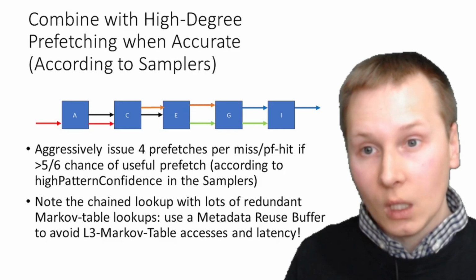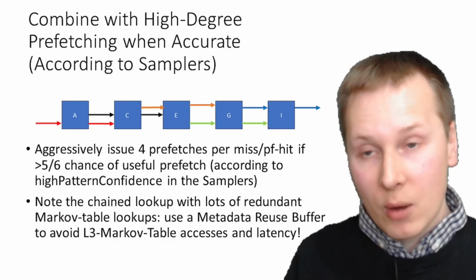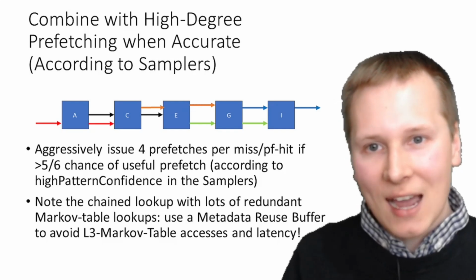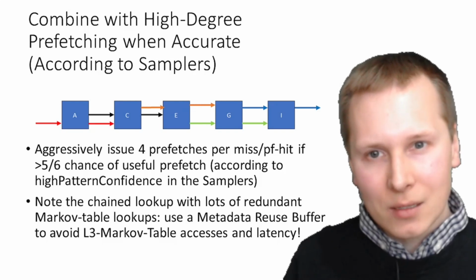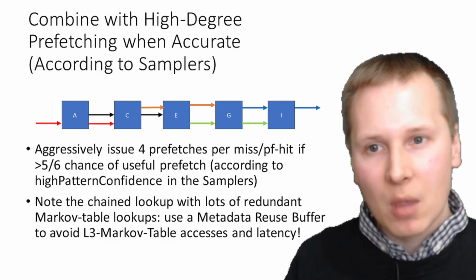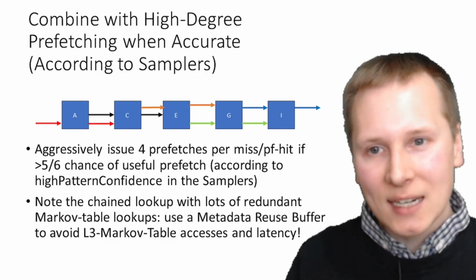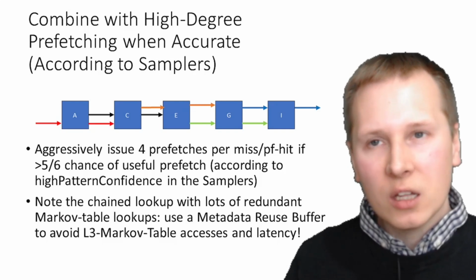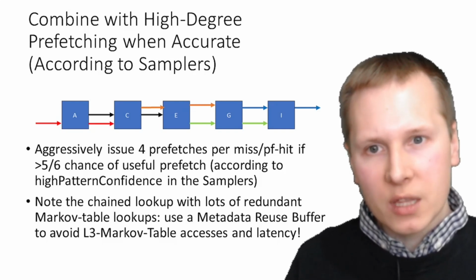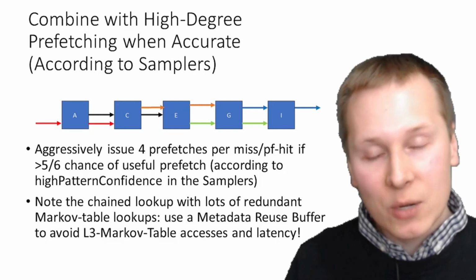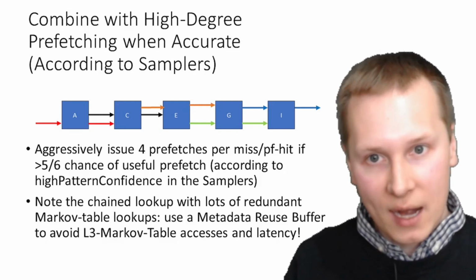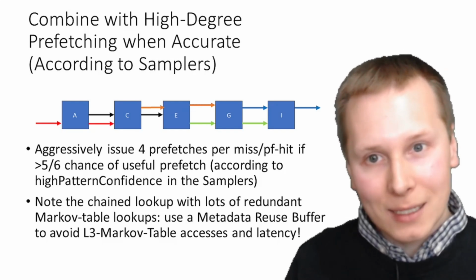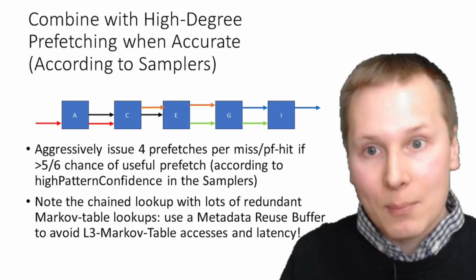And note that this is therefore a chained lookup, right? We look up A to C to E to G, and then when we see C, we'll do E to G to I. This is a lot of redundant accesses to the Markov table and a lot of redundant prefetches. So what we do is we add in a little metadata reuse buffer that's basically just a cache that removes a lot of these duplicate lookups. That not only saves you on L3 access energy when you're doing high degree prefetching, which Triangel does when it's really sure, it also avoids the latency cost with accessing the L3, which also is not cheap. So it makes it more timely again.